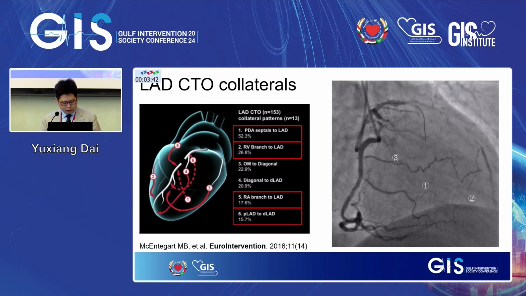Then we turned to the retrograde approach. According to a study in 2016, the most frequently used collateral in retrograde approach for LAD CTO is the septal from PDA to LAD, followed by the epicardial collateral from the RV branch to LAD. In the right image, you can see the potential collaterals that can be used in this case. The first two are the septal branches from PDA to LAD. However, there is also a very good but very tortuous collateral from the RV marginal to septal and then to distal LAD.